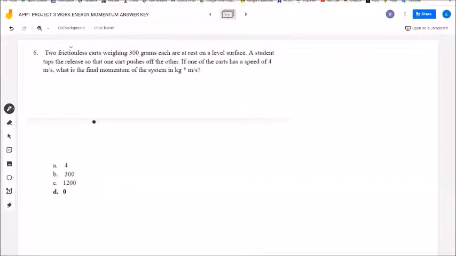So the two carts are initially at rest. Therefore, the initial momentum is 0. And if conservation of momentum holds true, the final momentum must also be 0. Therefore, the numbers are just there to trip you up, and the correct choice is answer choice D. Since there is no momentum initially, there is no momentum in the end.